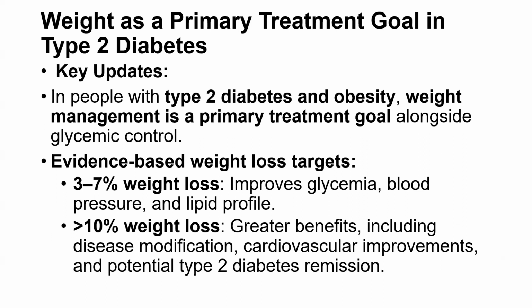So weight is now one of the primary treatment goals in the management and prevention of type 2 diabetes. This should be emphasized. There is evidence now which shows that 3 to 7% of weight loss improves glycemia, blood pressure, and lipid profile. This I'm talking from the baseline. And more than 10% weight loss from the baseline has greater benefits, including disease modification, cardiovascular improvements, and potentially even type 2 diabetes remission. So our target is now the weight.